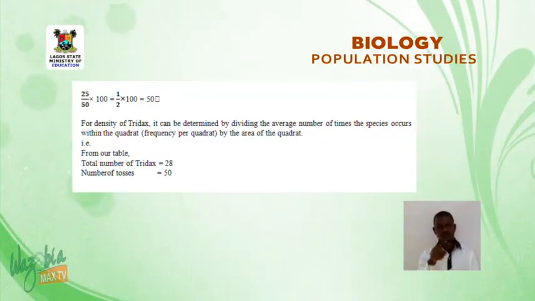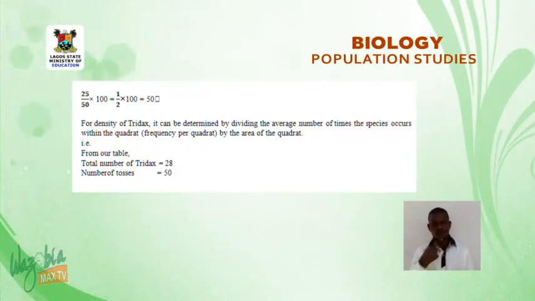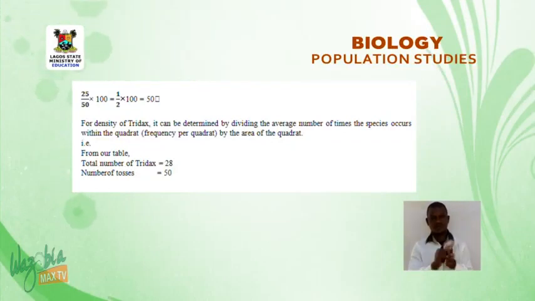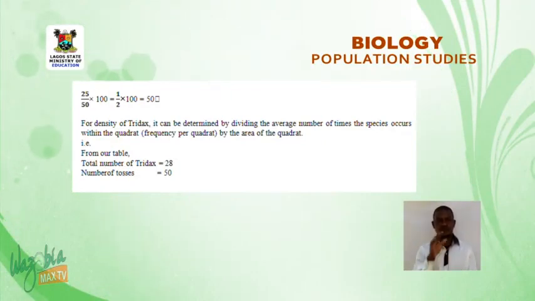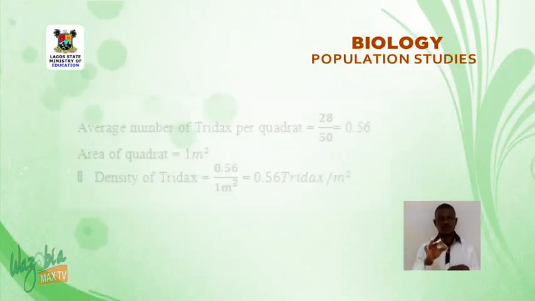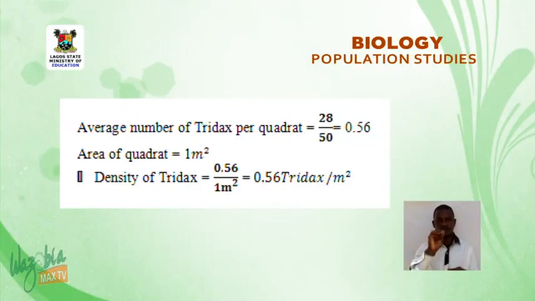For density of Tridax, it can be determined by dividing the average number of times the species occurs within the quadrat, frequency per quadrat, by the area of the quadrat. That is, from our table, total number of Tridax equals 28. Number of tosses equals 50. Average number of Tridax per quadrat equals 28 divided by 50, which equals 0.56.